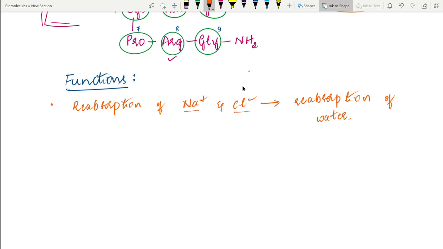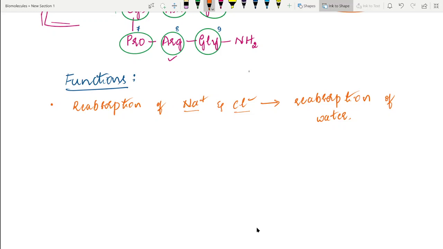So this is the major function. It's a peptide hormone secreted by the posterior lobe of the pituitary gland. Earlier this hormone was called vasopressin, because whenever this hormone is secreted, it is known to constrict the blood vessels. Therefore that name was given. But it's an antidiuretic hormone. It stimulates the reabsorption of sodium and chloride ions, and thereby it helps in the reabsorption of water from the collecting tubules of the kidney.